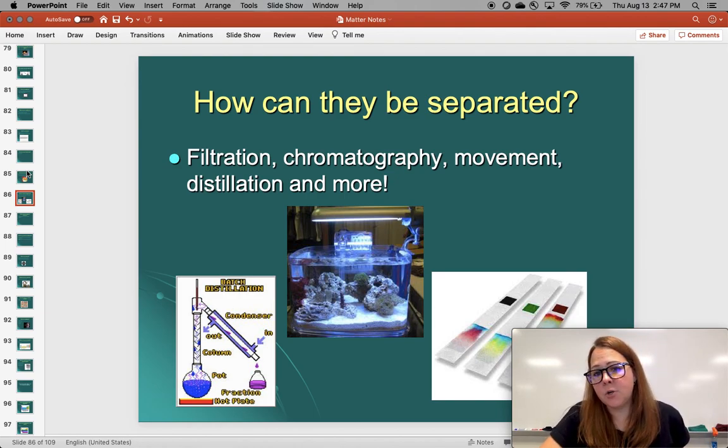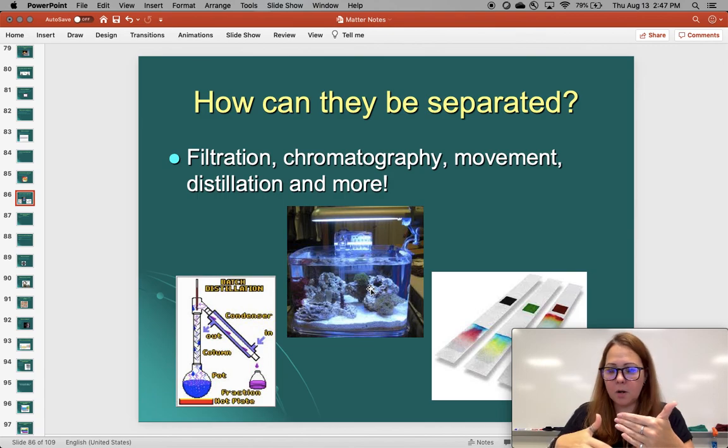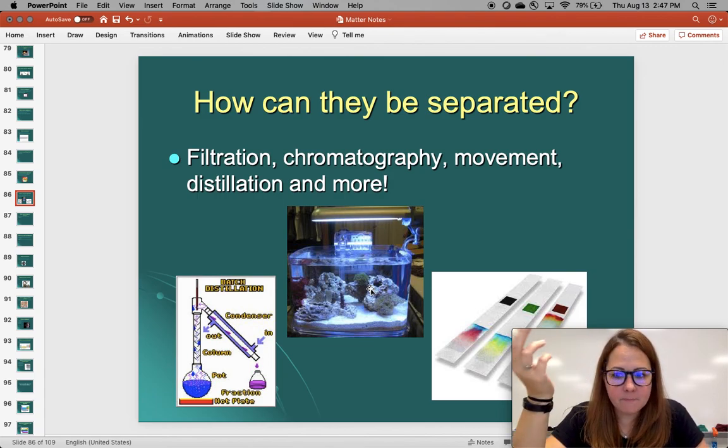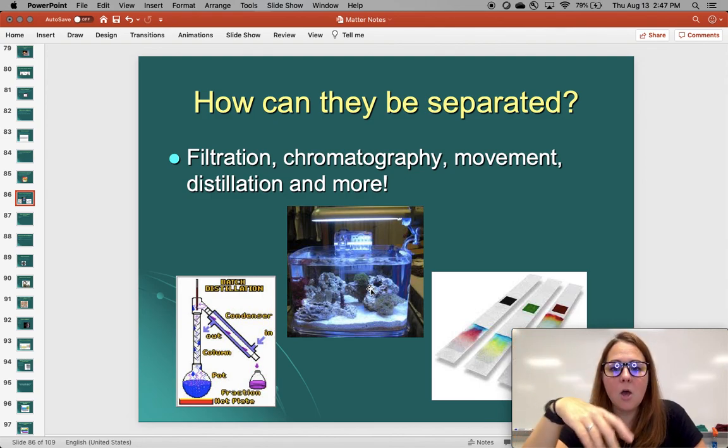But maybe it's filtration. Like this little picture here, I've got a fish tank. In my classroom, I have a fish tank. The little fish go poop. That poop needs to get strained out of the water, otherwise they'd just be swimming in their poop, and that's not very healthy. So fish tanks have a filter. Mine's in the back of it. The water passes through and the filter catches the little fish poopies, and then the water keeps going through. So filtration is one type of separation technique.